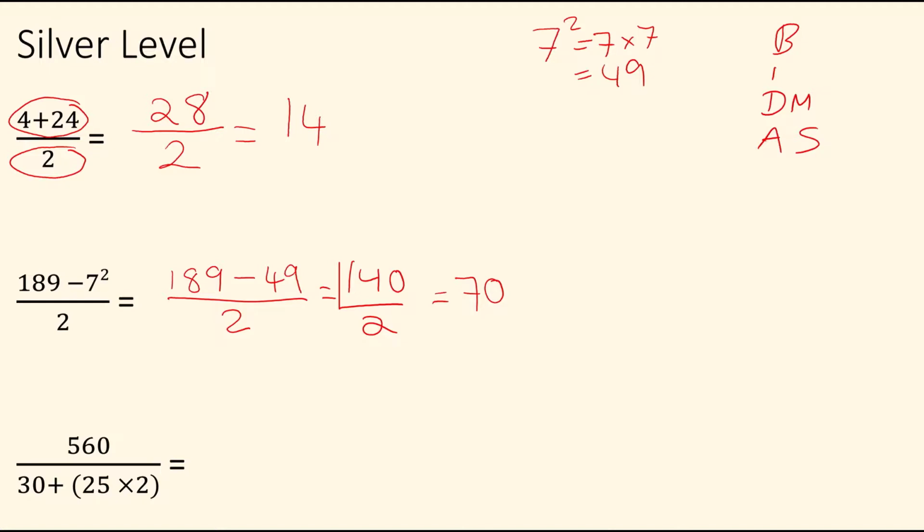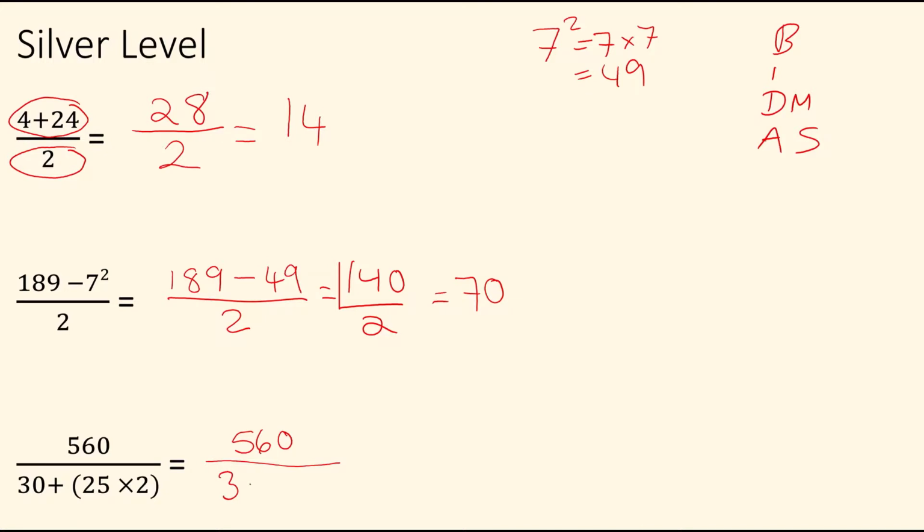And last but not least, remember I'm going to solve the top line first, then the bottom line, then I'm going to divide. Well, there's nothing to solve here on top. Nothing to see here. It's just 560. Let's take a look at the bottom. We've got add, we've got brackets and times. Oh, B for brackets, that comes first. So whatever is inside that brackets, 25 times 2, that's 50.